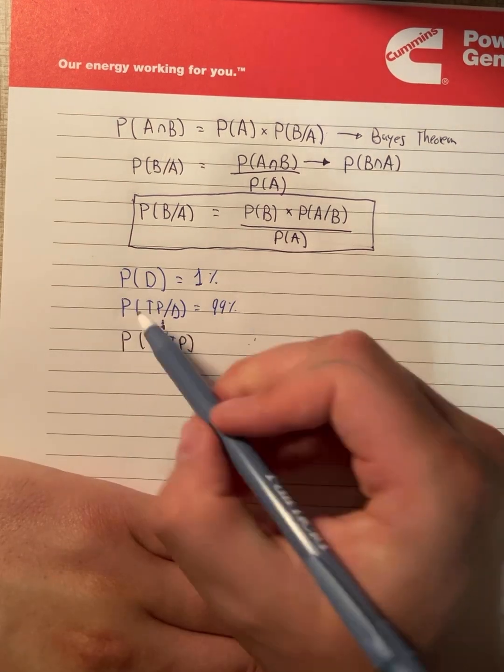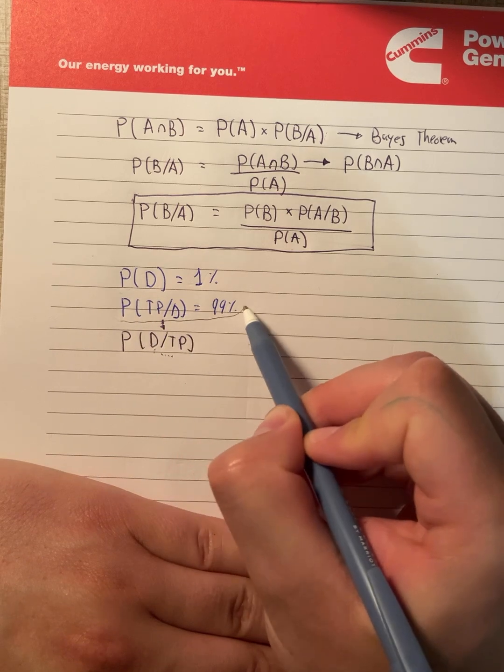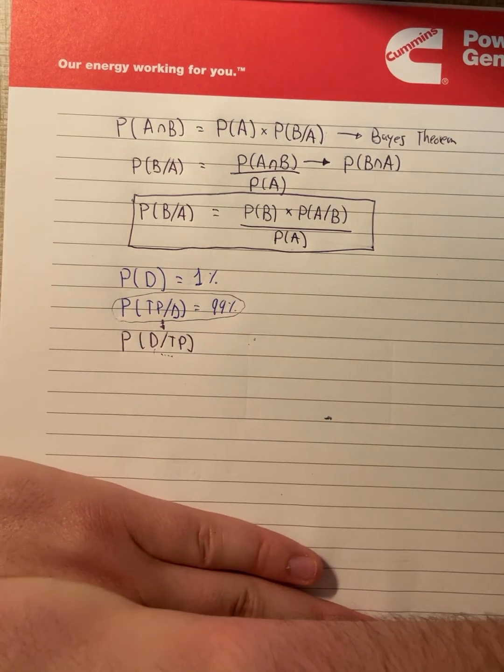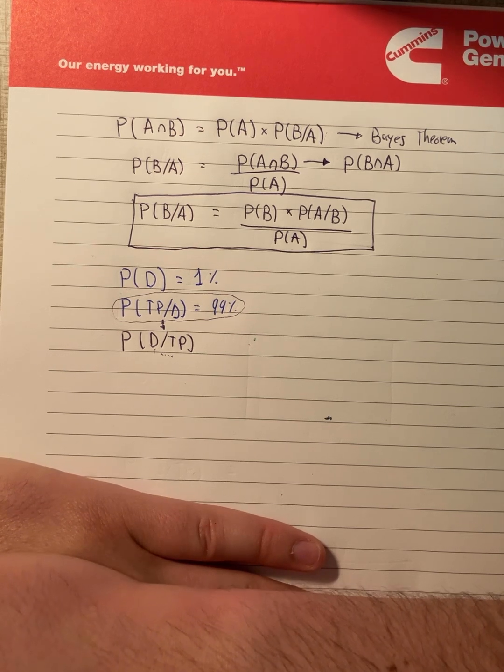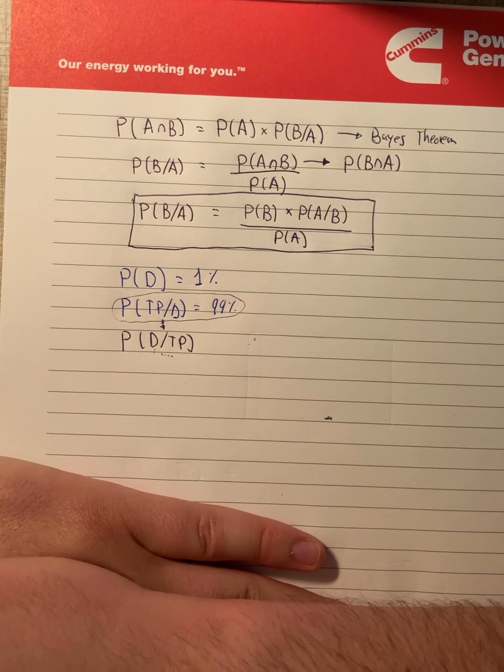This thing here doesn't tell me much, right? Like, okay, I know I have the disease. What are the chances of me testing positive? Well, yeah, 99% of the time, but you are not learning anything from that, right?